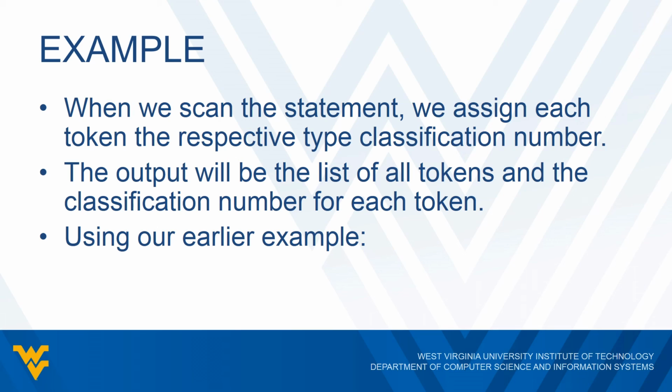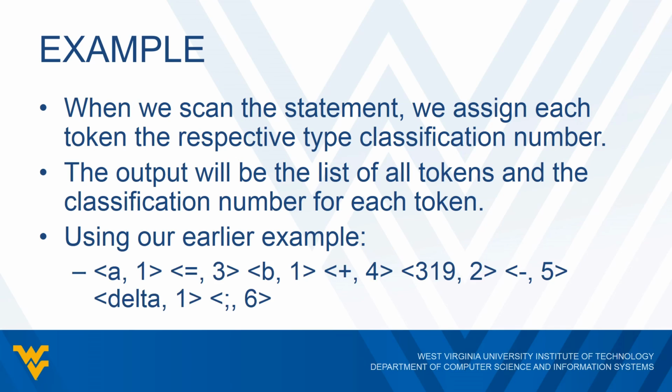If we use our earlier example of A equals B plus 319 minus delta semicolon, we would get something like this. It might vary depending on which book you're looking at, but we would have the pair A with classification 1, equal sign with classification 3, B with classification 1, the plus sign with classification 4, 319 with classification 2, minus sign with classification 5, delta with classification 1, and semicolon with classification 6. The whole point here is that not only do we know what the token is, but we also know the type associated with each token. This is going to be needed for the other phases of the compiler process.